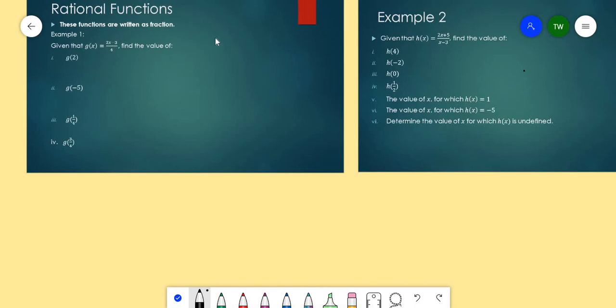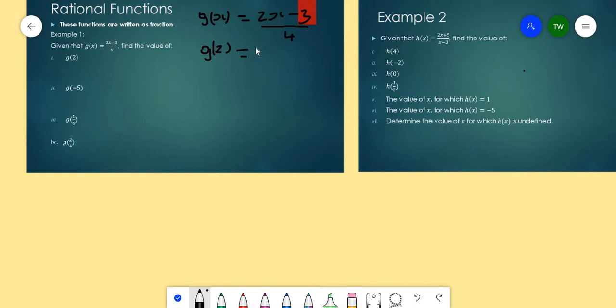So we know that g of x is equal to 2x minus 3, all divided by 4, and we're asked to find g of 2. Now remember that 2 is the input value, so wherever we see x, we're going to replace it with 2.